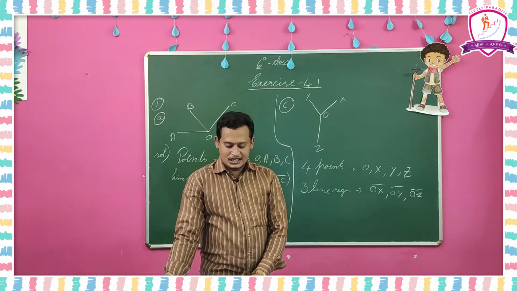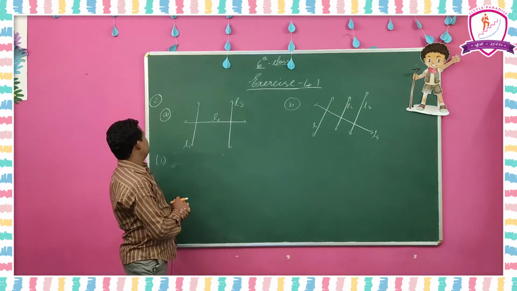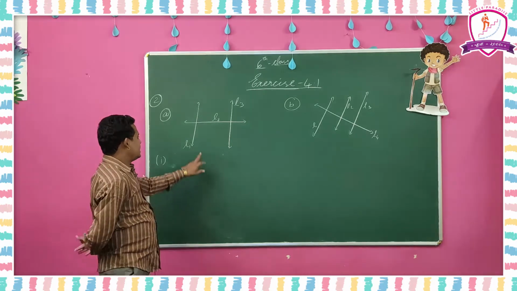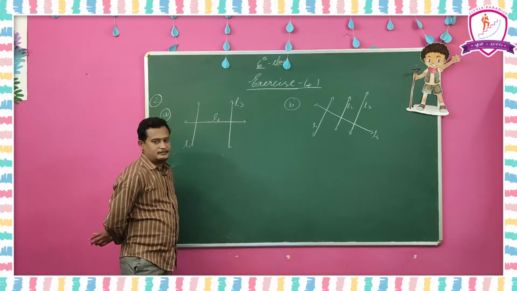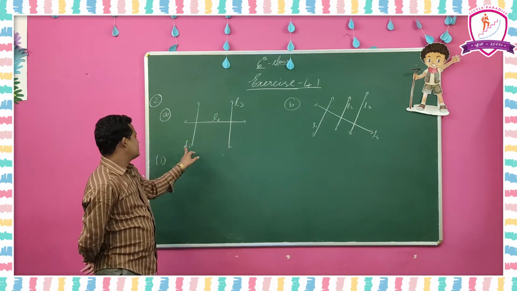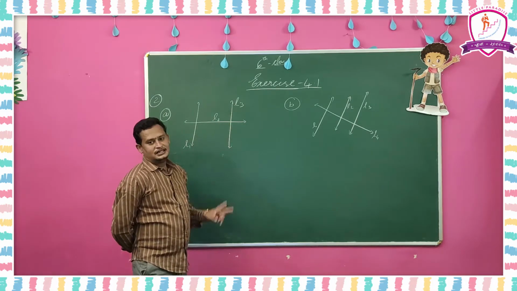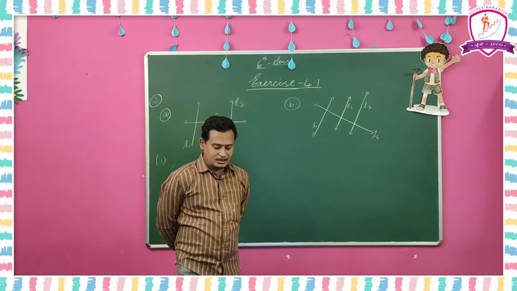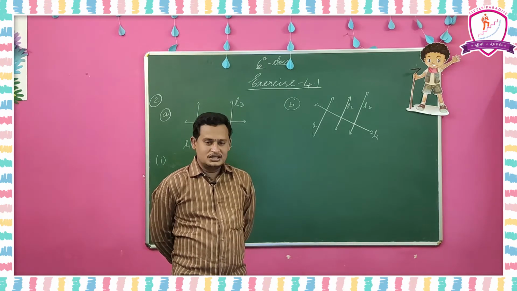Next I am going to explain the second Roman numeral. Coming to the second Roman numeral, there are 2 questions, A and B. The first question diagram is given like this and the second question diagram is given like that. Here 3 lines L1, L2 and L3 are given, and here 4 lines are given. Coming to the first question A, 2 questions are given again.